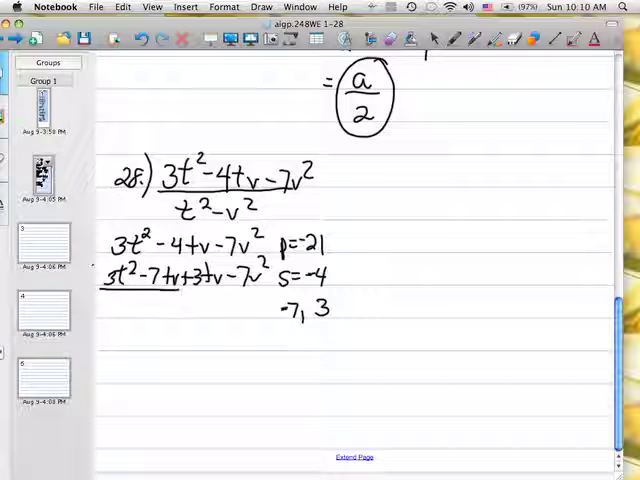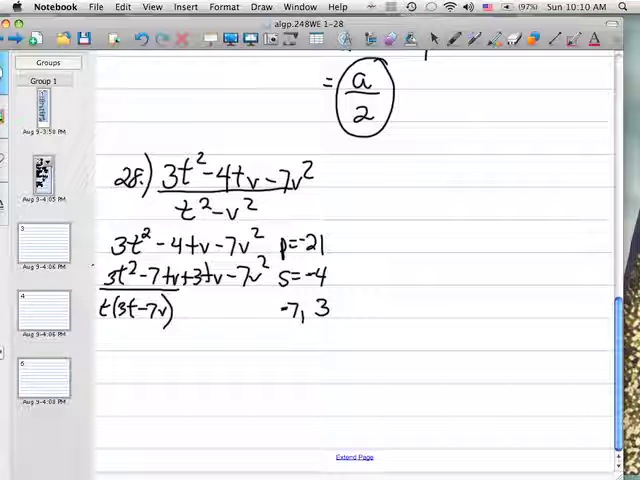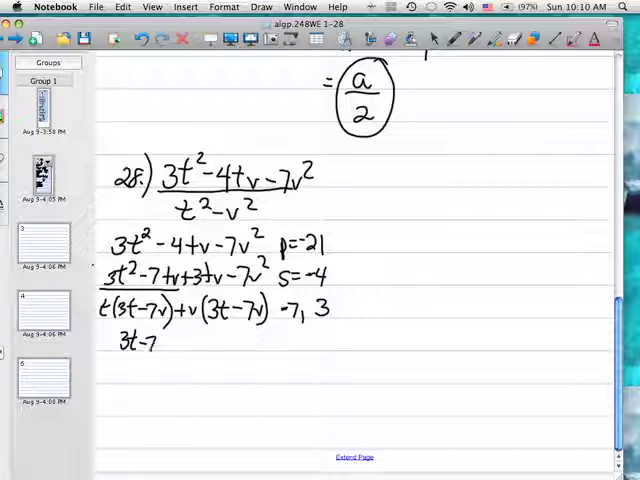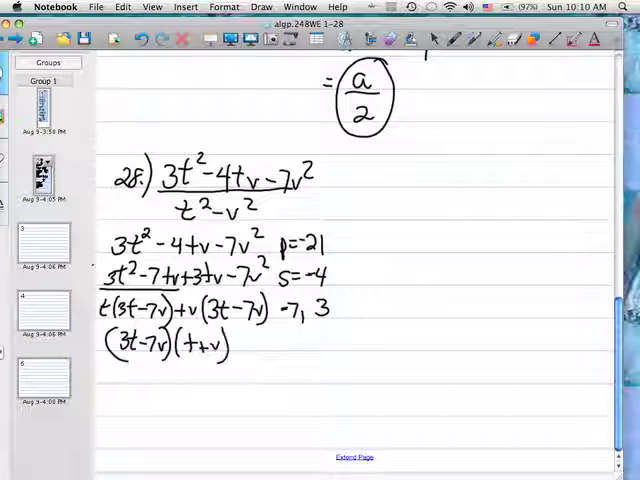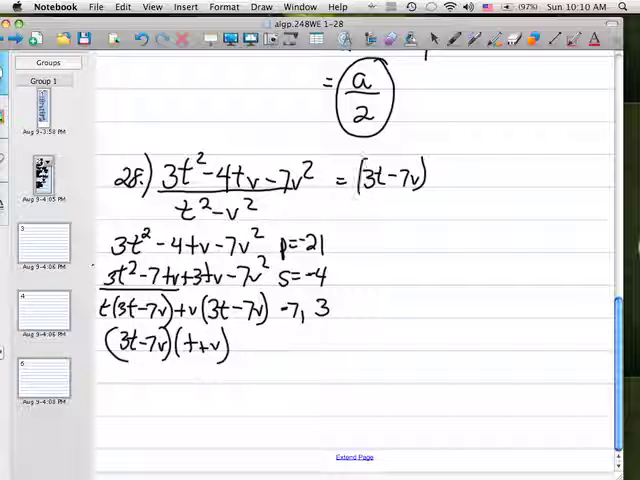From the first pair, you can take out a t, so that leaves you 3t minus 7v. From the second, the signs are the same, positive, negative. So you take out a positive v, and you have 3t minus 7v. So our factors are 3t minus 7v and t plus v. So coming back here, we replace that trinomial with 3t minus 7v times the quantity t plus v.